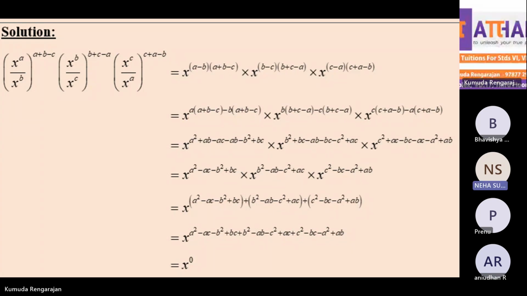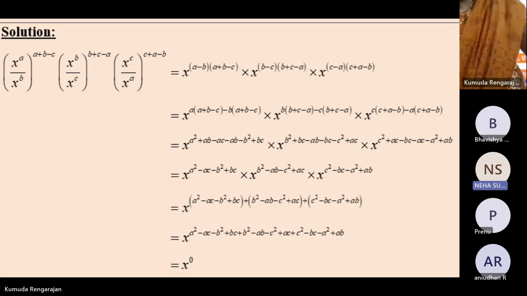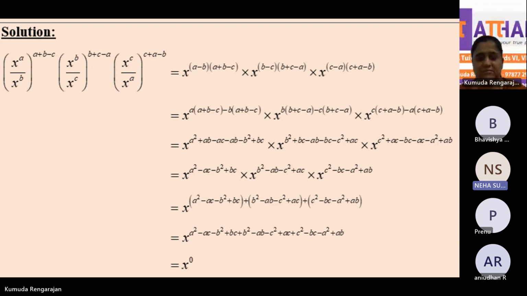Yes, ma'am, in this sum I have used a power m divided by a power n, that formula. One second, yes, Neha. Okay, so if you can share a picture of your answer, I can help you better. Yes, ma'am.